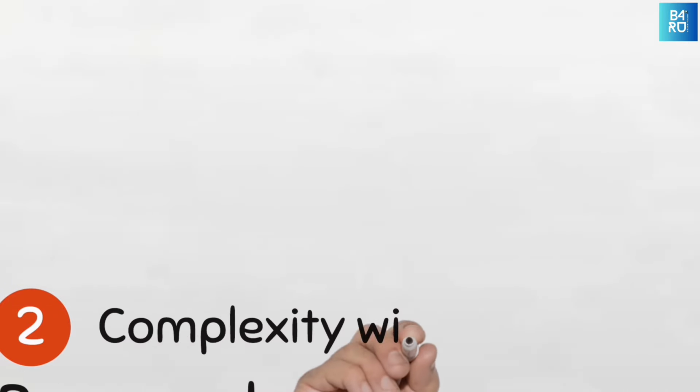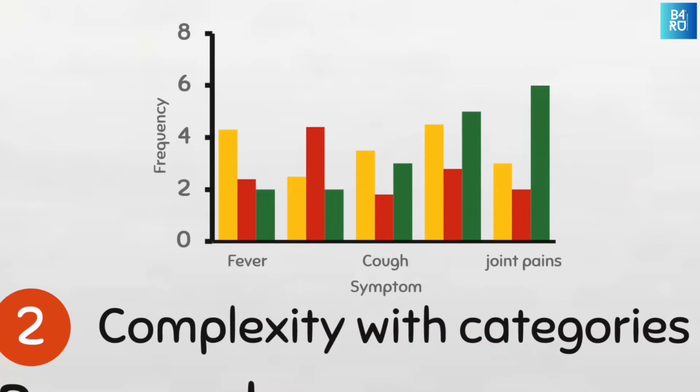Number 2. Complexity with many categories. When dealing with many categories, bar charts can become cluttered and difficult to interpret. The limited space on the x-axis can make it hard to distinguish between bars, hindering clear comparisons.